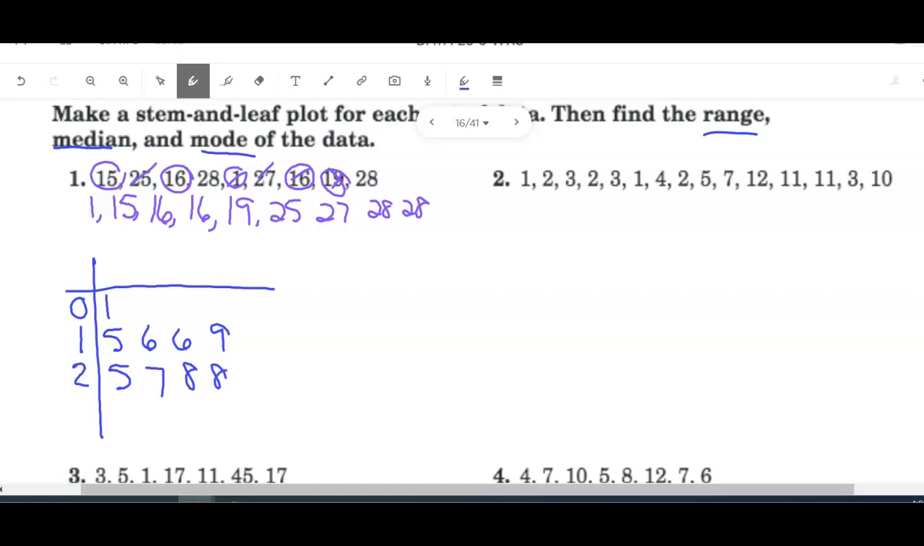All right, so we need to find the range, which is just a subtraction problem. Biggest number minus smallest number. So 28 is my biggest, 1 is the smallest. 28 minus 1, 27 is our range. Next, median in the middle.